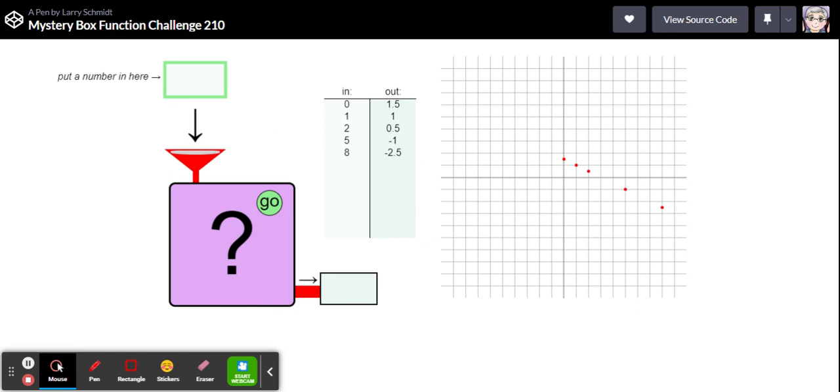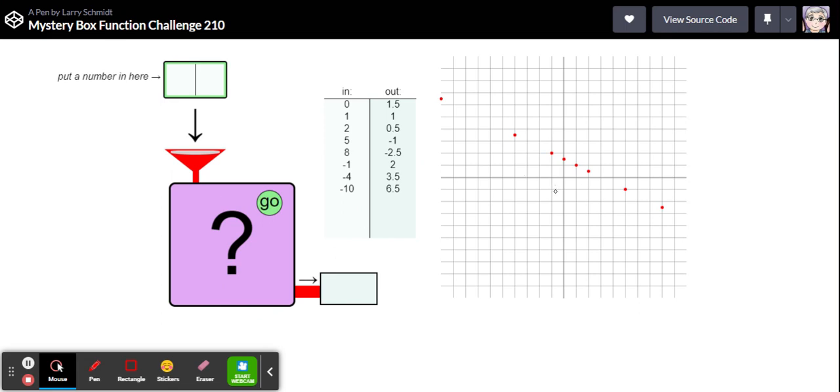How about a -1? Okay, that still looks linear. How about a -4? And I'm going to do a -10. Okay, I think we've got a line here.